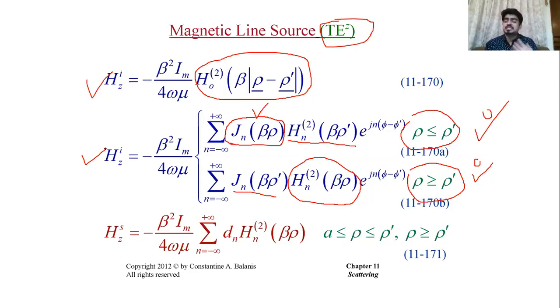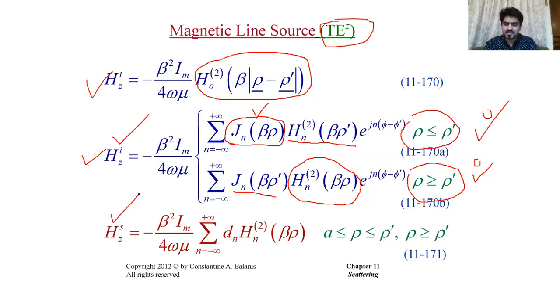So that is the incident field. That is nothing but the radiated field from the line source which is displaced from the z-axis. Now similarly, again, what we did in the electric line source case, here also for the scattered field, we know that fields are going to be leaving the z-axis and traveling in the radial direction. That's why we are going to use Hankel function of the second kind, something similar to what we did for the incident wave.